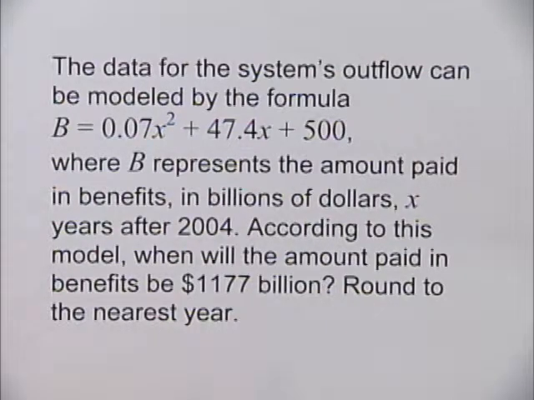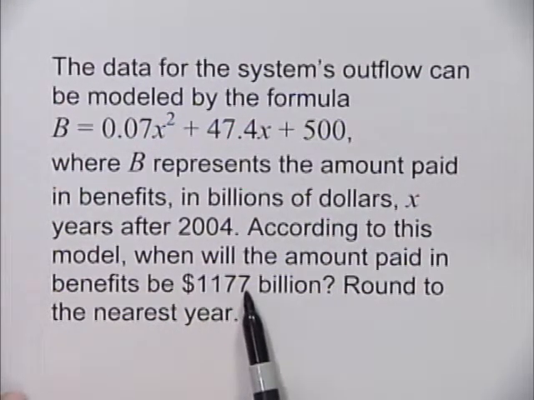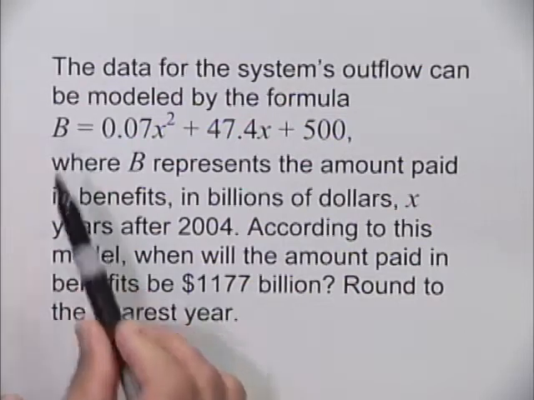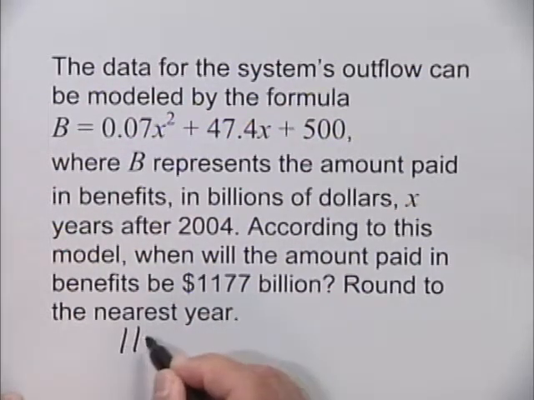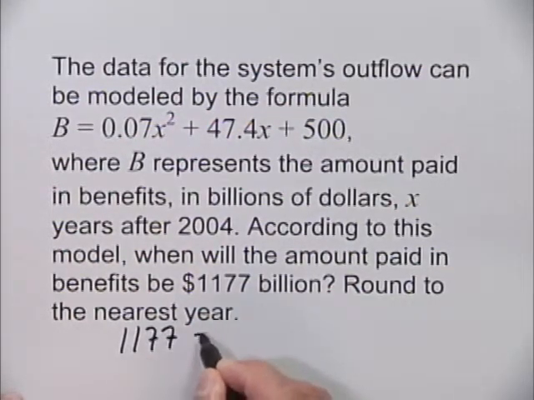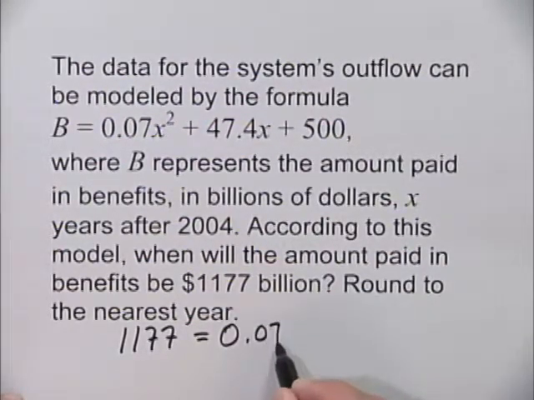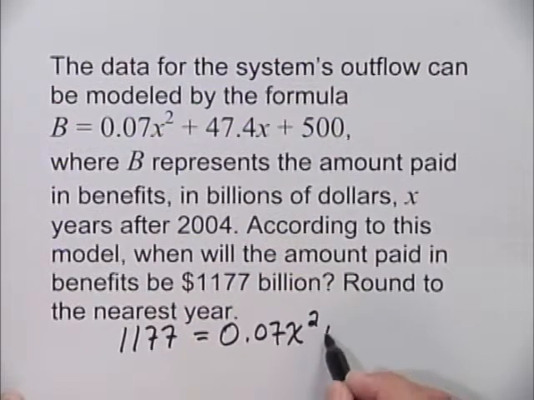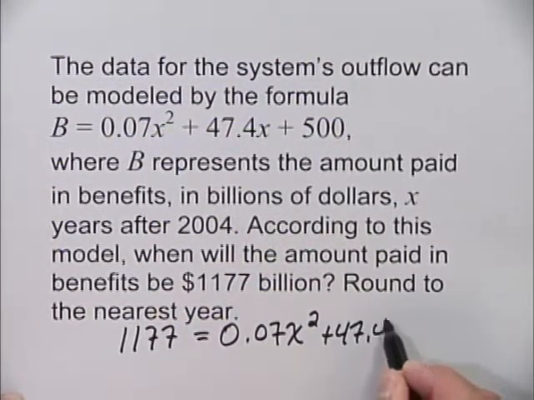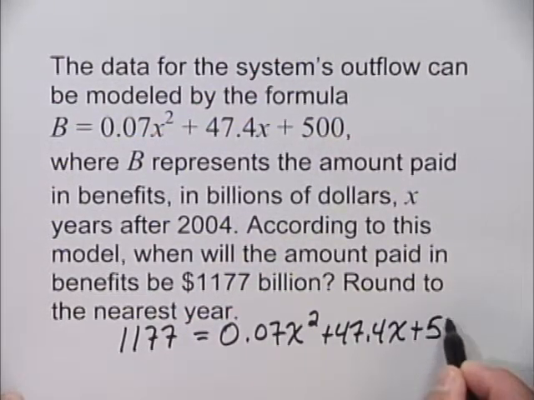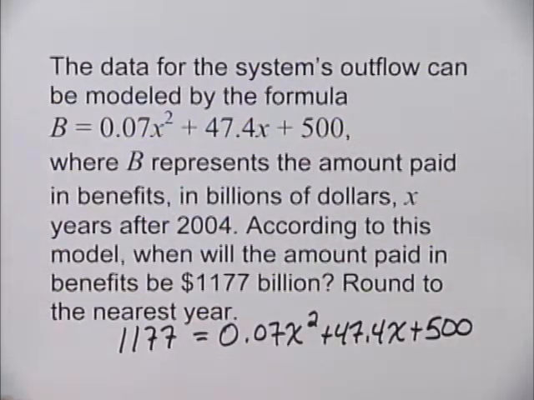What we do then is we substitute the 1177 for B. So we would have the equation 1177 is equal to 0.07x squared plus 47.4x plus 500. We need to solve this equation for x.